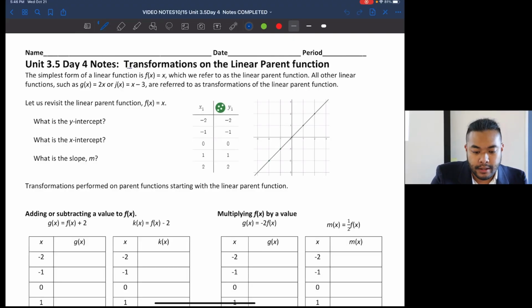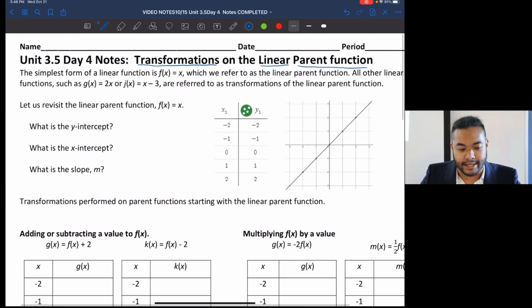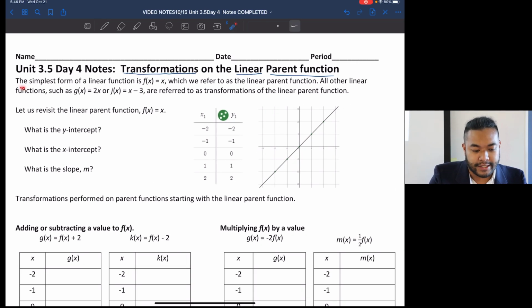So to begin with, we are going to do transformations of a linear parent function. The two things we need to focus on here are this word transformations and the idea that we are working with linear parent functions. There is only one linear parent function. The sentence says, the simplest form of a linear function is f of x equals x, which we refer to as the linear parent function.